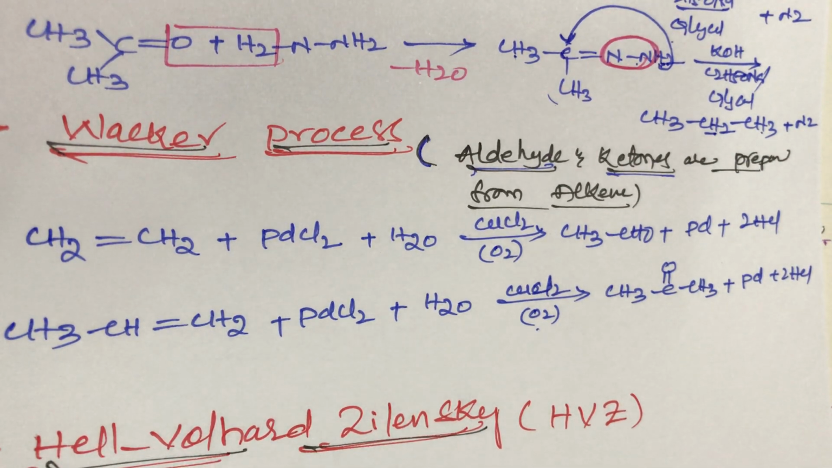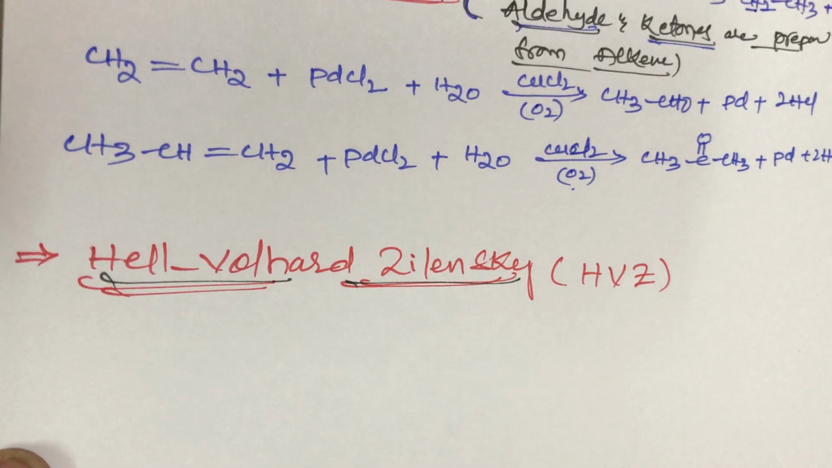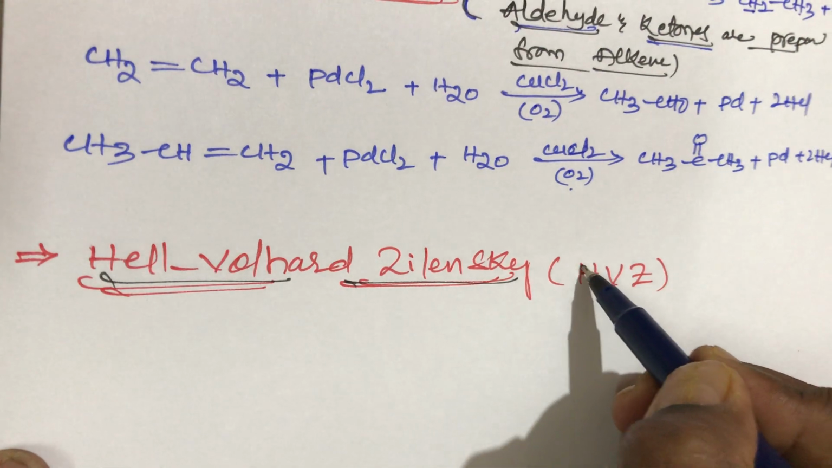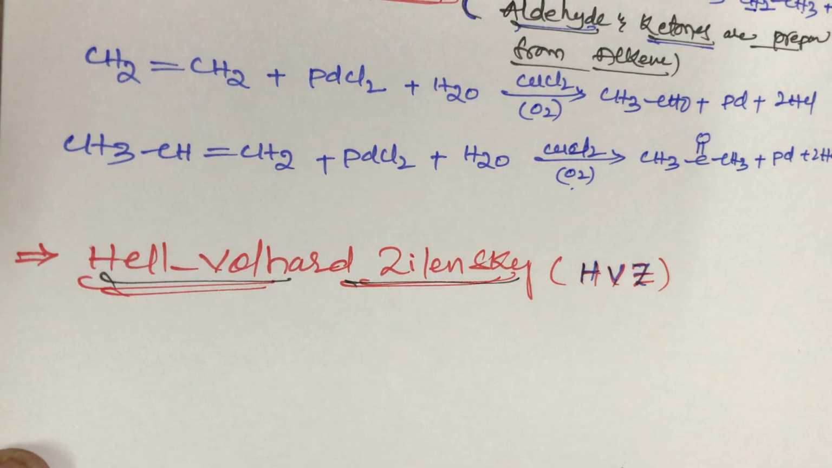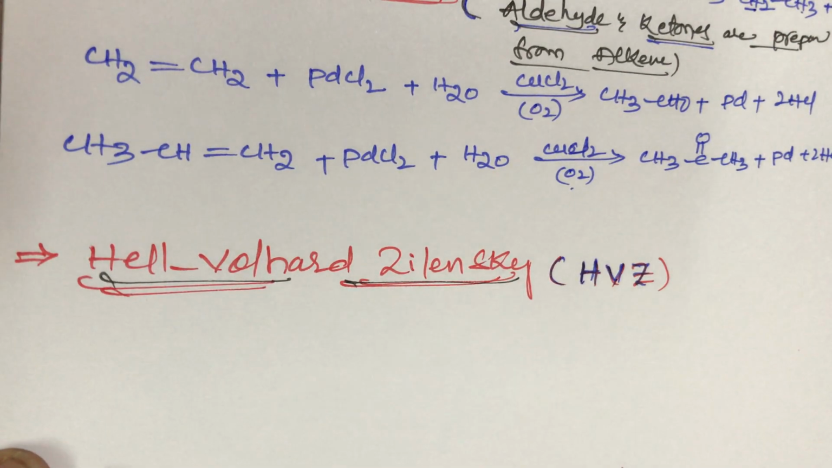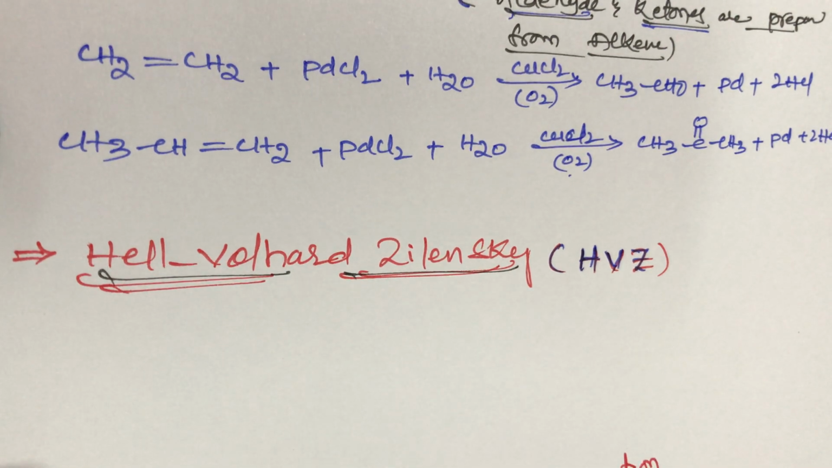Next one, students, that is the next important named reaction: the Hell-Volhard-Zelinsky, or HVZ reaction. It is also a very important named reaction. What is the use of this HVZ reaction? This is an alpha halogenation of acids.